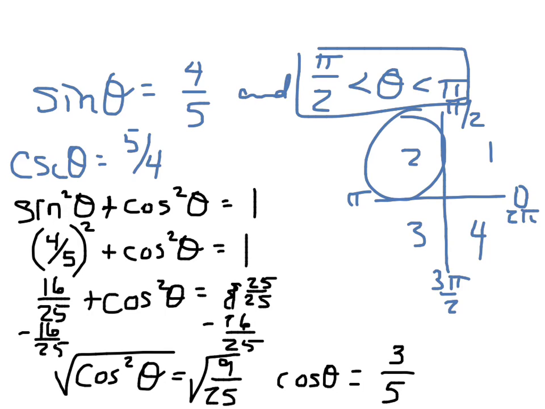So once you know cosine, you also know what else? What's the reciprocal of cosine? Not cosecant. Secant. What's the reciprocal of the cosine? 5/3. Right. Okay. You did great so far. But what else do we need to do?